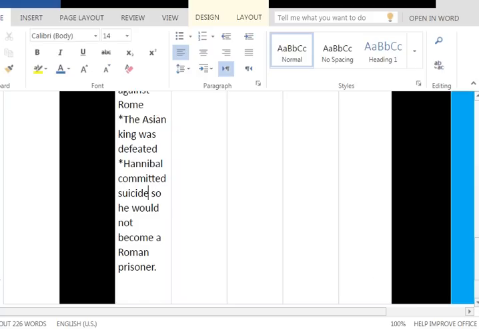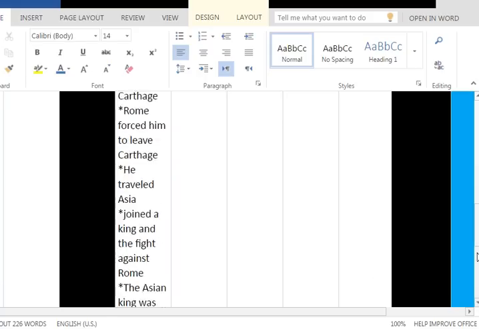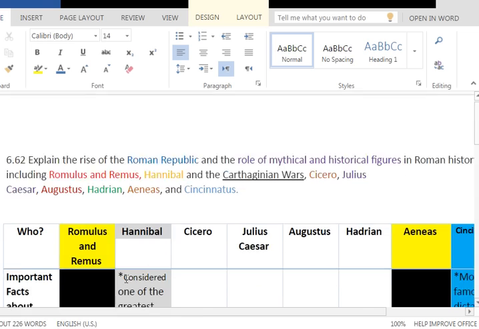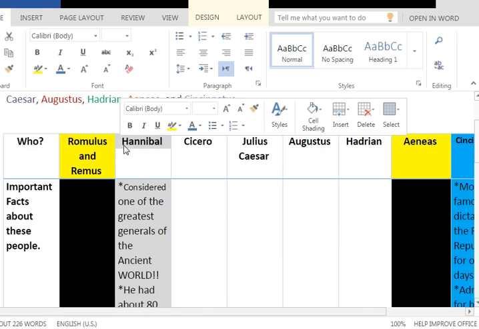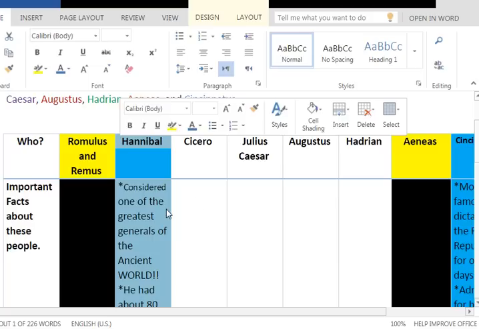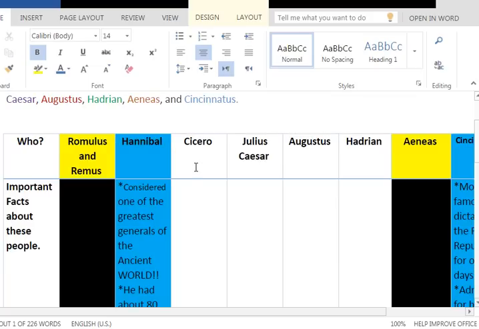Alright, so we have down here, remember, mythical or historical. Hannibal was a historical figure, so we're going to highlight this entire column of Hannibal, and I'm going to change it to my cell color that I used for a historical character. Hannibal did exist. Alright, so that's part 1. That's what we did in class today. If you missed it, you need to go ahead and get it caught up and get that done today so that you'll come in tomorrow and you will be ready to go. Alright, see you, bye.